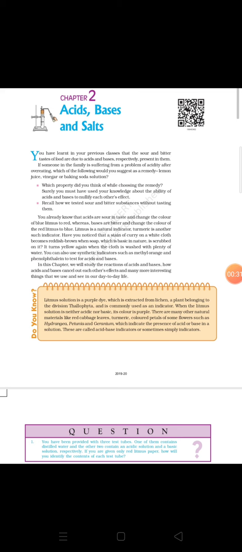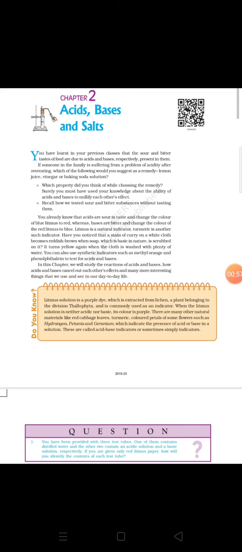So you must be familiar with the problem of acidity. We know that in our stomach hydrochloric acid is present in very concentrated form. In acidity there is an excess production of acid in our stomach which leads to acidity. So which of the following would you suggest as a remedy? Lemon juice, vinegar or baking soda solution?